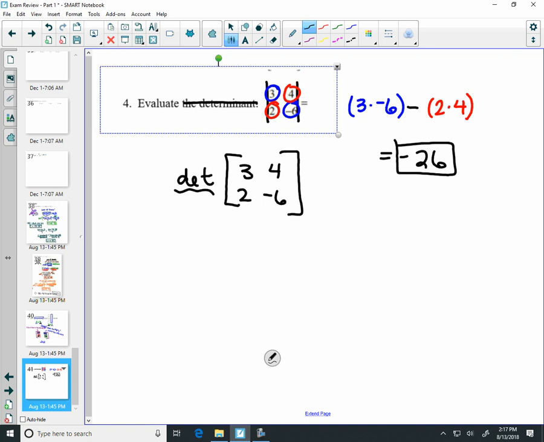So either way, just make sure you can get to that final answer. I don't really care which way you like. Just make sure it's a way that you can get there. And that is more about that notation than it is about anything else. The determinant means multiply on your diagonals, subtract from the middle.